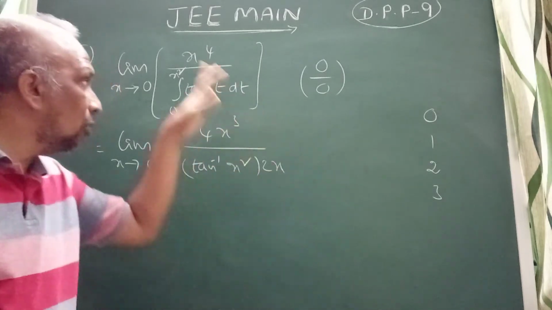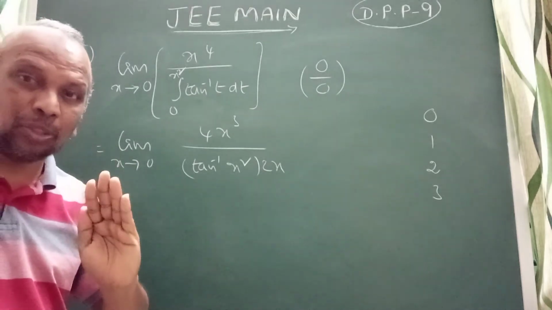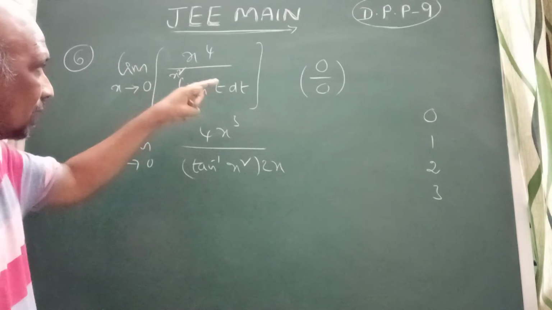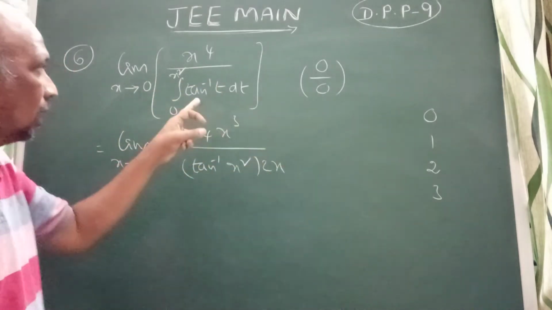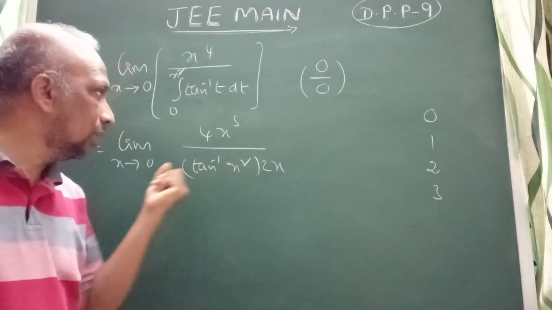So that's the reason that we can eliminate. So Leibniz rule. You know the Leibniz rule. You should apply the Leibniz rule. So replace tan inverse of t with x square, derivative of 2x, minus tan inverse of 0 into derivative of 0. 0 it will be. So we get like this.